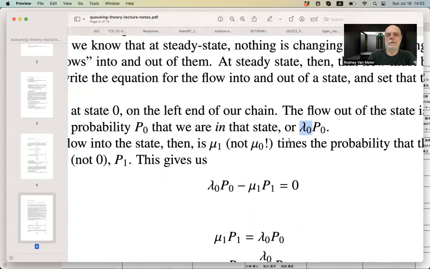Lambda 0 is the probability that we move from 0 to 1, times the probability that we were already in state 0. So the flow out of state 0 is lambda 0 p0.